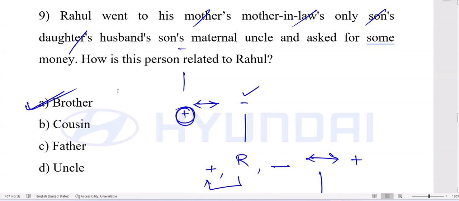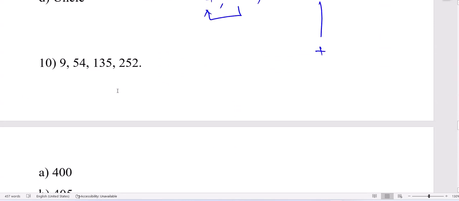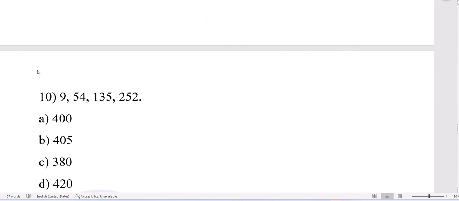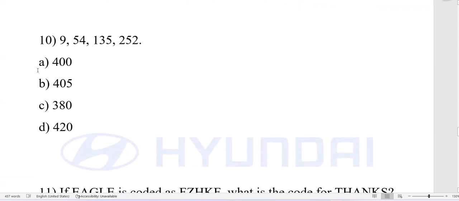We have around 14 questions in reasoning. We are discussing one set of around 14 questions now. We're done with 9. We have only 5 questions to close. Now, what about this series? We discussed analogy, series now, then blood relation, coding and decoding, data sufficiency. Here: 9, 54, sorry, 135, 252. What is the next one?